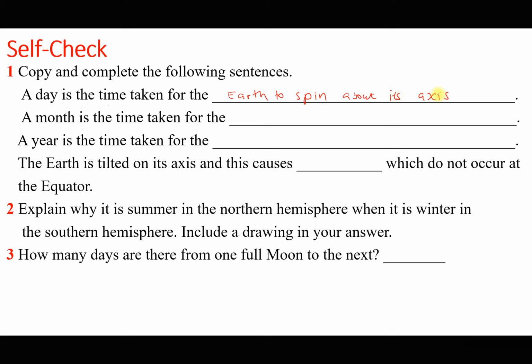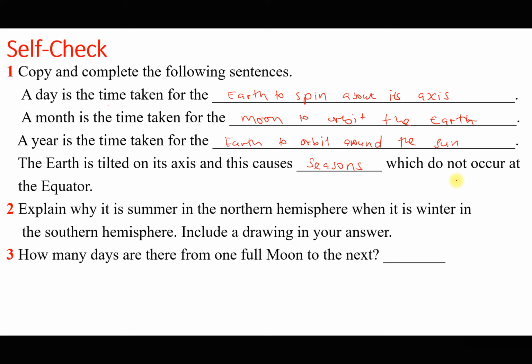And then a month is the time taken for the moon to orbit the earth. And a year is the time taken for the earth to orbit around the sun. So the earth is tilted on its axis, and this causes, of course, the tilt of the earth on its axis causes what we call seasons.